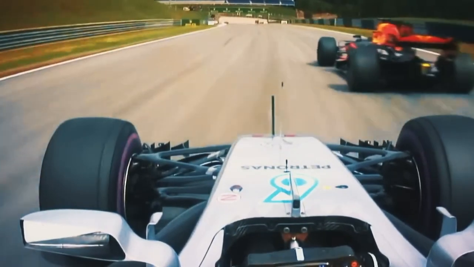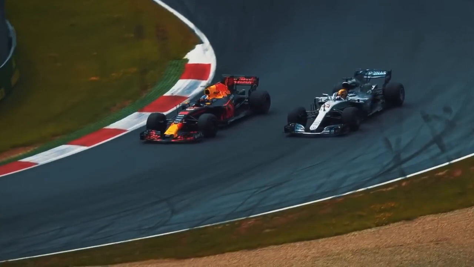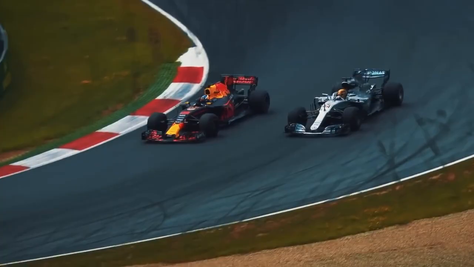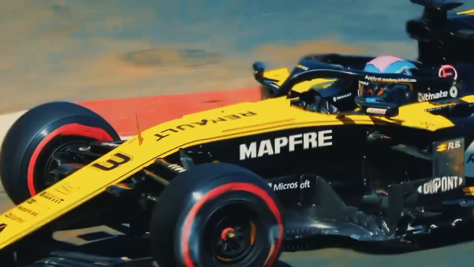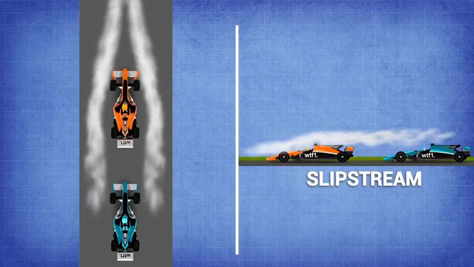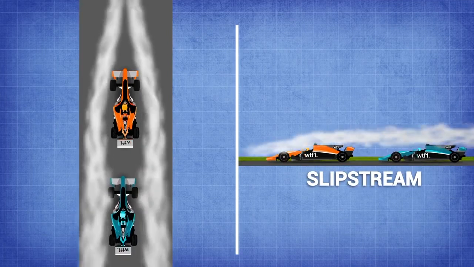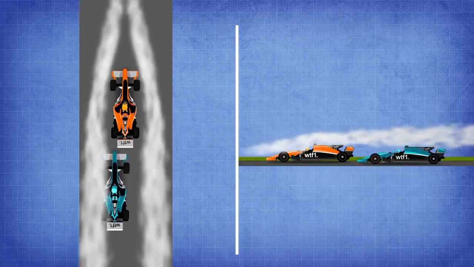Since the air is disturbed by the car in front, the aerodynamics cannot be optimized in the same way. This is because the parts on the car that generate downforce rely on predictable and undisturbed air. However, when a car is following extremely close behind another car, a slipstream is created which reduces the drag created by the front and rear wing, allowing for quicker straight-line speeds.